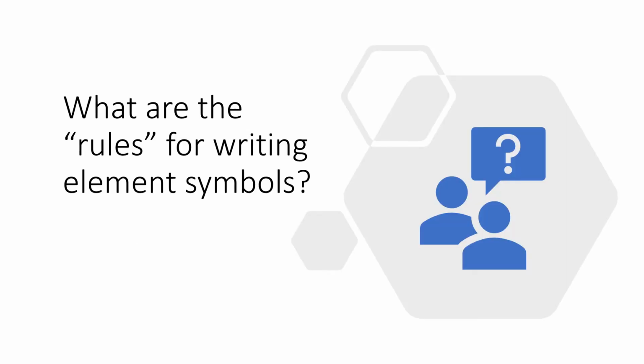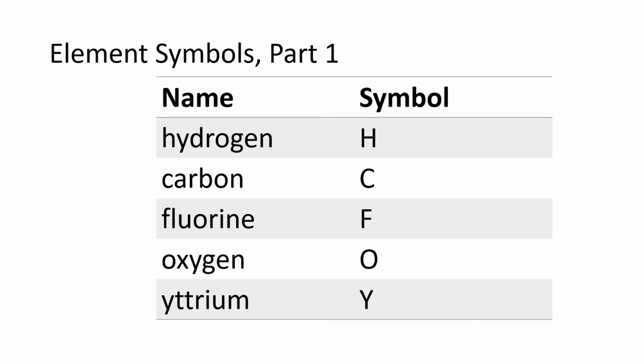Over the next few slides, we're going to step through trying to figure out the rules for writing the symbols for each element. The symbol is the short version of the element that's typically 1 or 2 letters, as opposed to the name. We're going to start by taking a look at the names and symbols for a carefully selected group of elements. Hydrogen is H, carbon is C, fluorine is F, oxygen is O, and yttrium is Y.